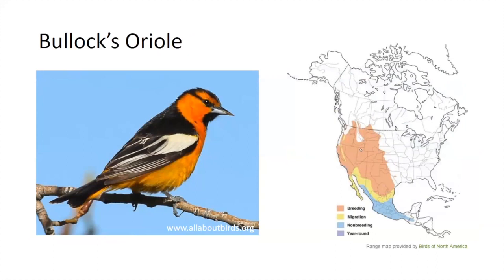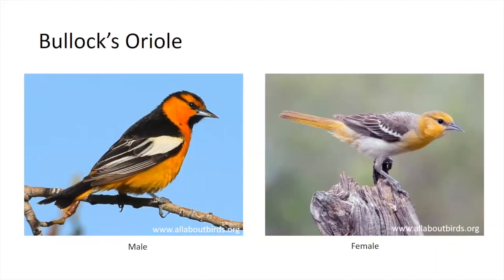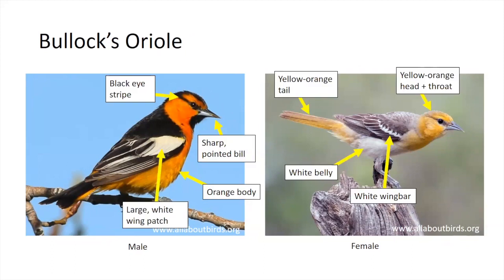who is in the western part of the country. And the male and female are also dimorphic. He has a black eye stripe, and orioles are actually in the same group of birds as the native blackbirds, such as red-winged blackbirds. And so they have the sharp pointed bill that's characteristic of most of the native blackbirds.